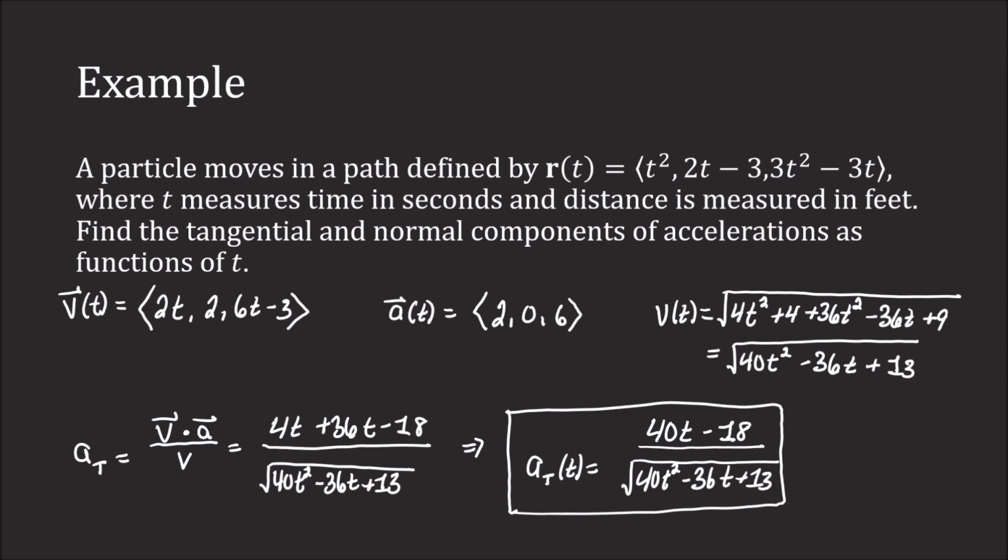Now, since we already had defined tangential, we can just use the first formula for normal. So we'll need the magnitude of acceleration, which is the square root of 4 plus 36, which is 2 times the square root of 10. So if we now square this, it's just 40.